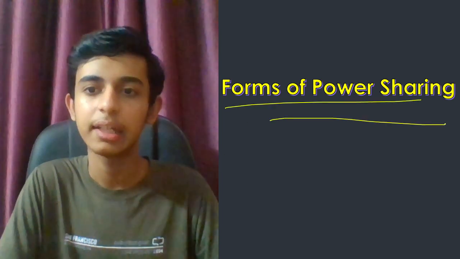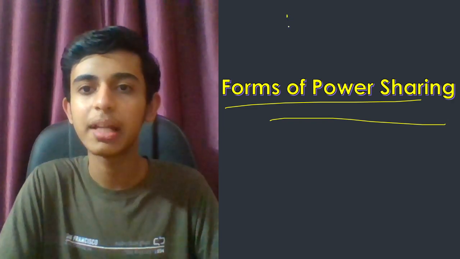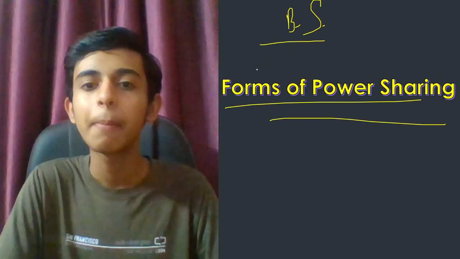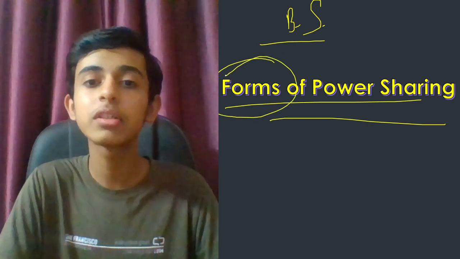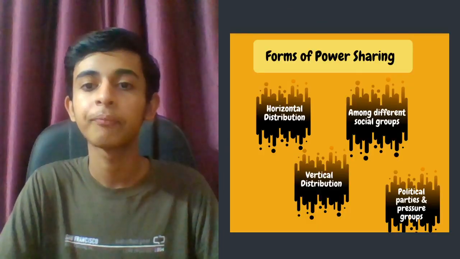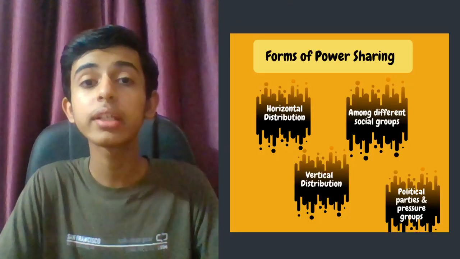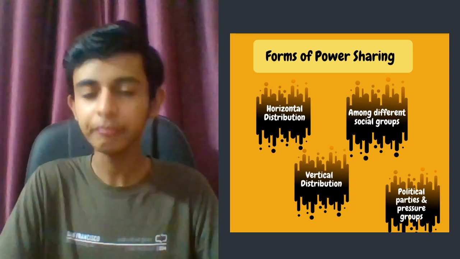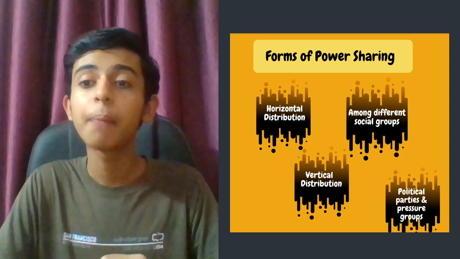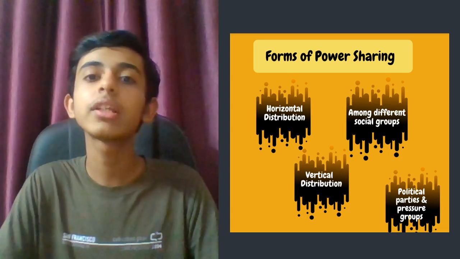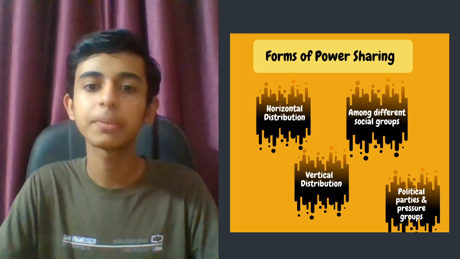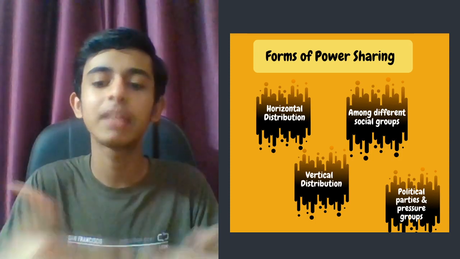Forms of power sharing. Like we have read about Belgium and Sri Lanka, how they shared their power, but actually what are the different forms in which we can share the power? There are 4 forms. What are they? Let's learn about them. Number 1, horizontal distribution. Number 2, vertical distribution. Number 3, among different social groups. Number 4, among political parties and pressure groups. Now let us try to understand each one of them in detail.